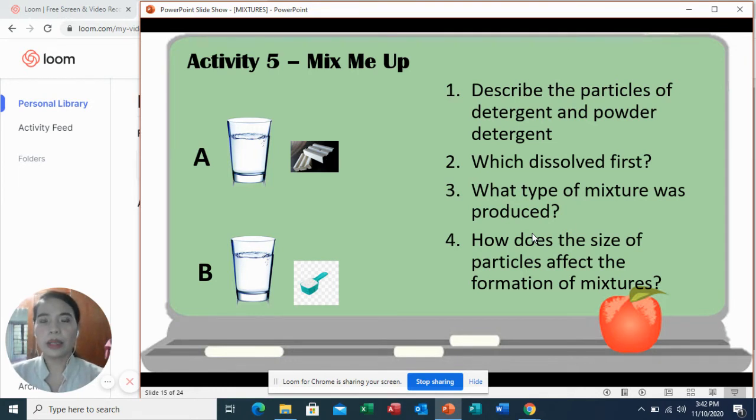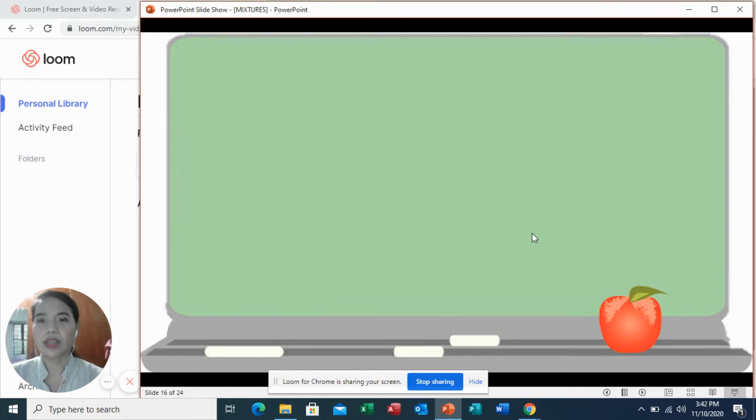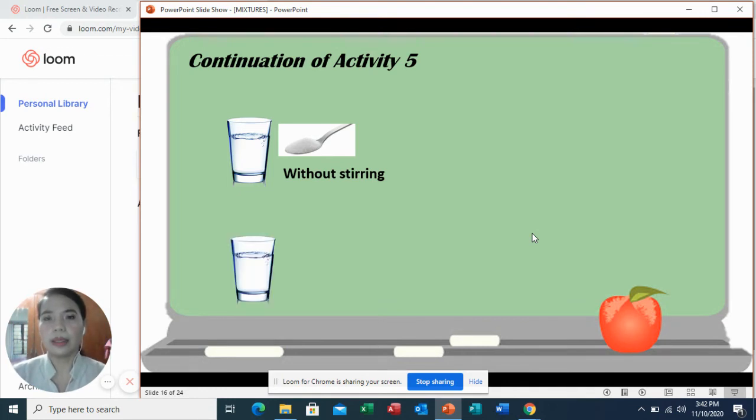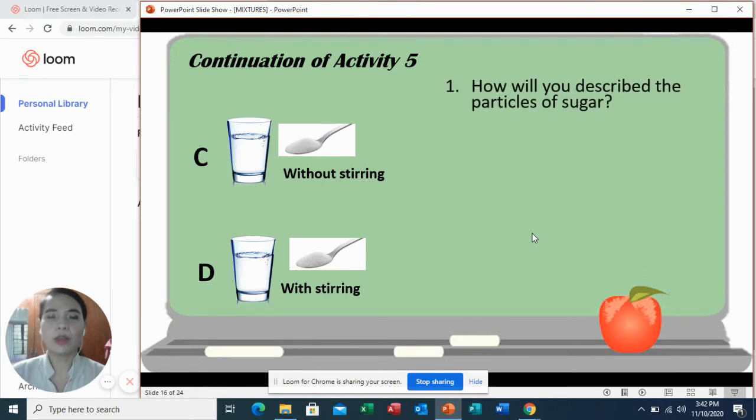After doing that, let's have another set. Two glasses again. One glass of water with sugar, just set it aside without stirring it. And then another glass with sugar. Mix them together, this time you have to stir the sugar and the water. Label them again as cup C and cup D. Answer the given questions.